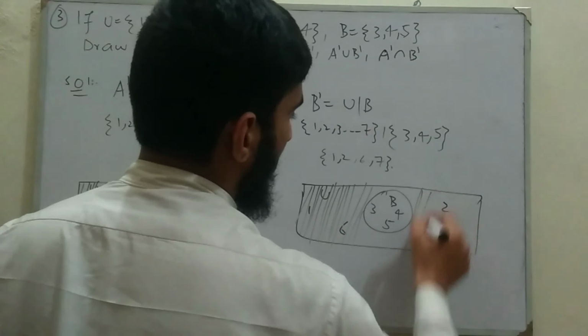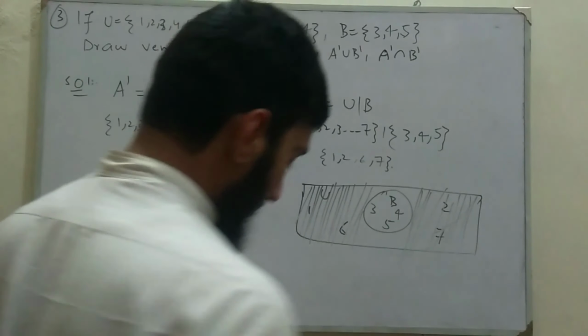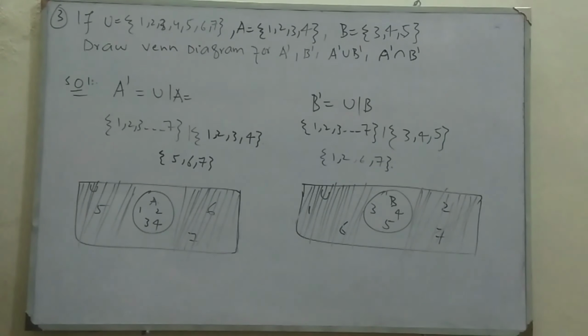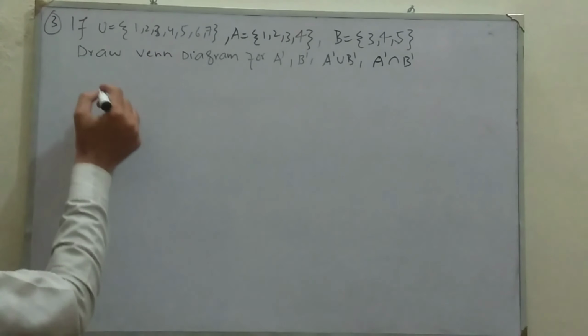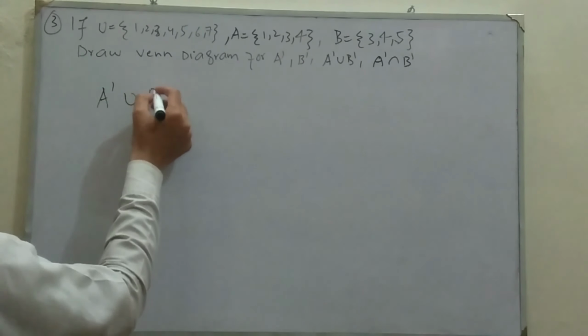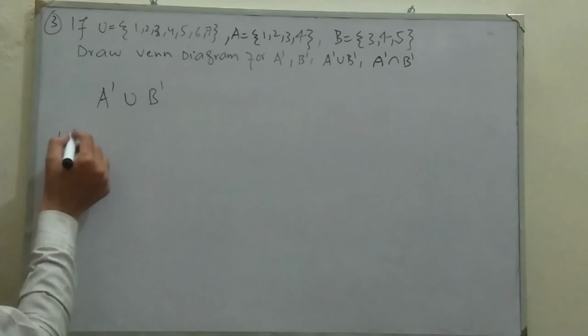So this is the representation of B complement using a Venn diagram. Now we are going to find A complement union B complement. First we are going to find A complement. A complement is equal to U minus A.